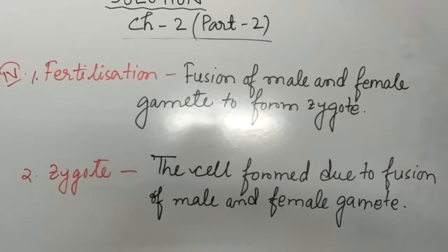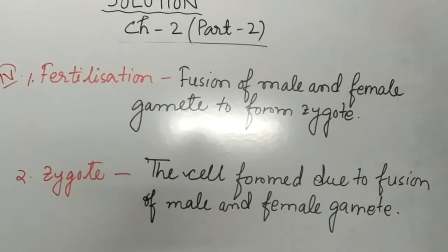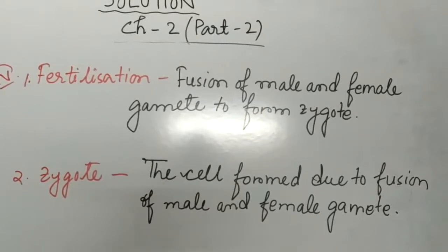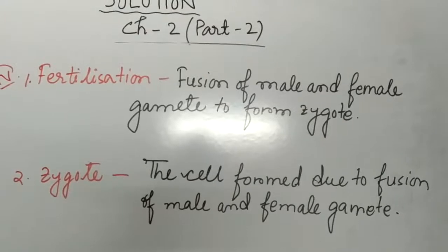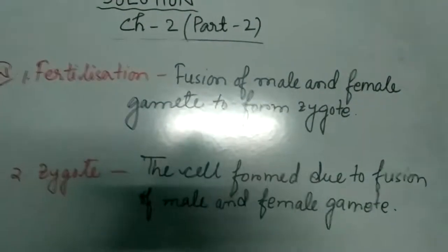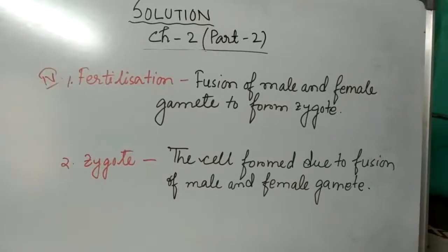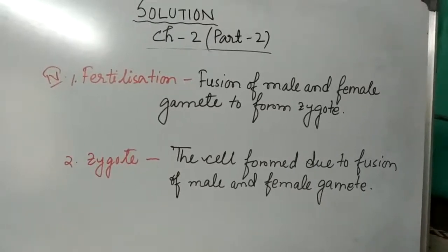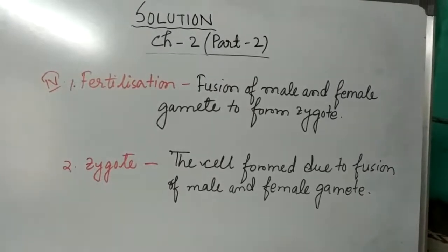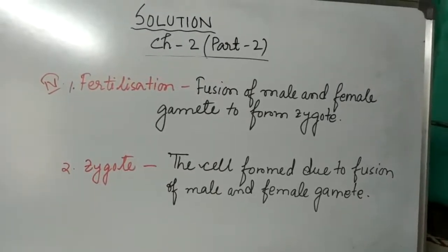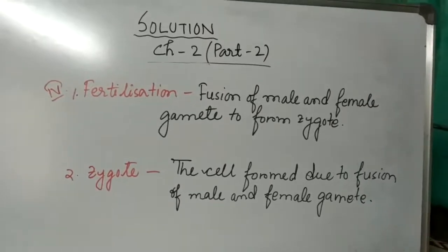Next is the definition of fertilization. Fertilization is the fusion of male and female gametes to form a zygote. So this is fertilization. Next is zygote. Zygote is the cell formed due to the fusion of male and female gametes. That means fertilization is the fusion of male and female gametes, but zygote is the cell formed due to that fusion.